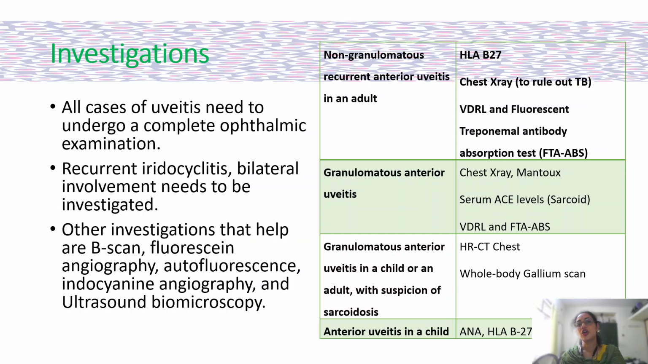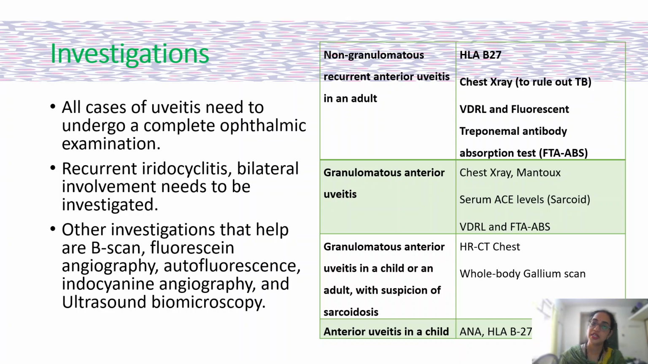So if it is a non-granulomatous recurrent anterior uveitis in an adult, what are the investigations you will do? We discussed all this. HLA-B27, chest X-ray to rule out tuberculosis, VDRL and FTA-ABS to rule out syphilis. So syphilis is back in the society now. It's gaining its momentum. If it's a granulomatous anterior uveitis, again you have to rule out TB, sarcoid and syphilis.